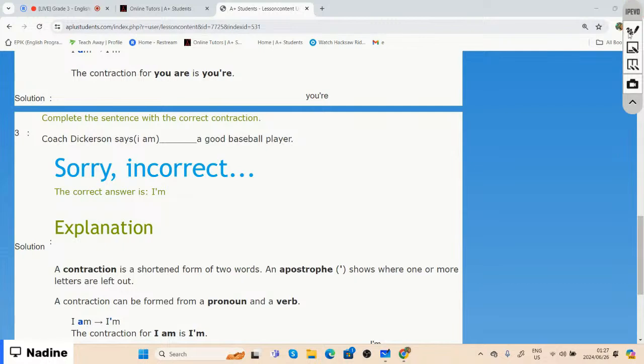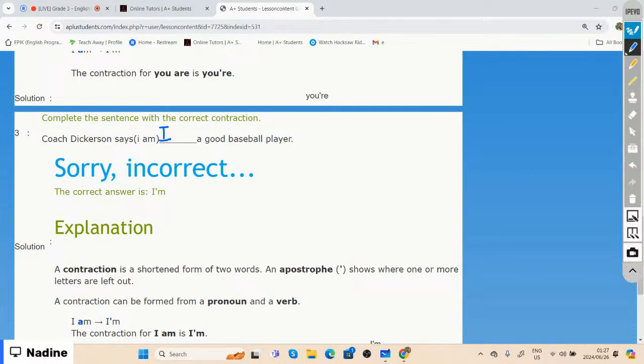All right, and if we were to identify or write down our contraction, then yes, well done. We say I, and remember capital letter I, apostrophe, and M. So I'm. Well done, I'm is correct.